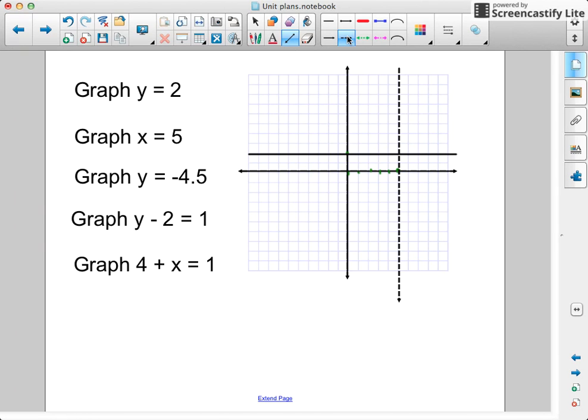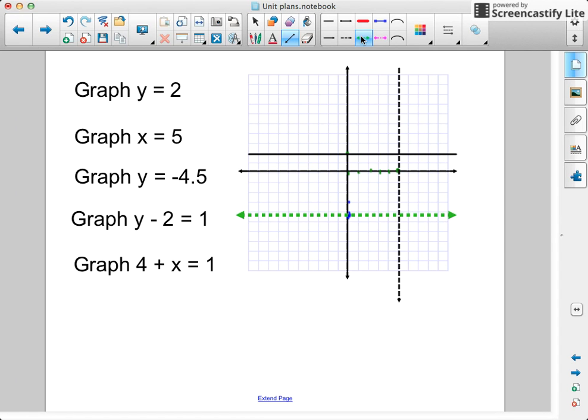Let's graph y equals negative 4.5. So y equals a number is a horizontal line. So we go down 1, 2, 3, 4. 4.5 is in between there. So I'm going to draw my line. It's not right on the line. It's kind of in between at 4.5, negative 4.5.